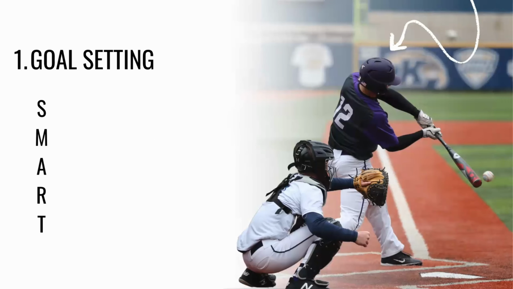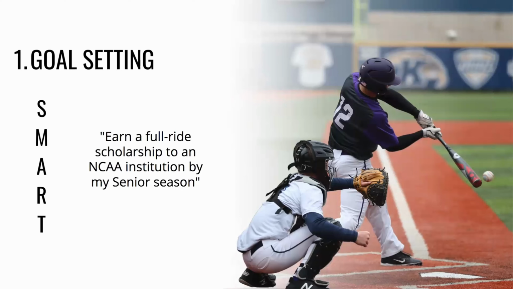Let's look at a SMART goal specifically for Miles. His goal of getting to the NCAA could look like: earn a full ride scholarship to an NCAA institution by my senior season. That follows the SMART goal formula, as it's specific, measurable, attainable, relevant, and time-bound.